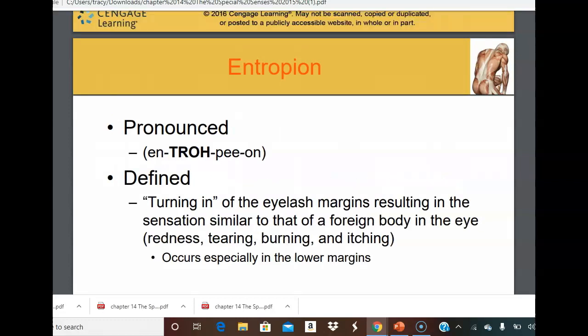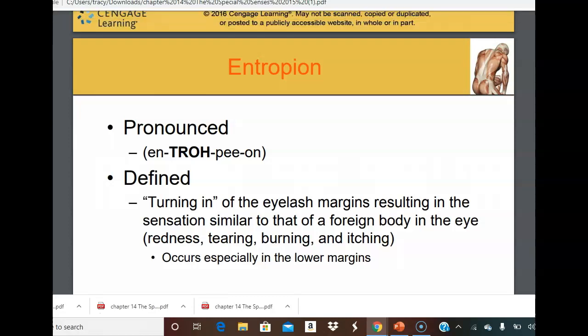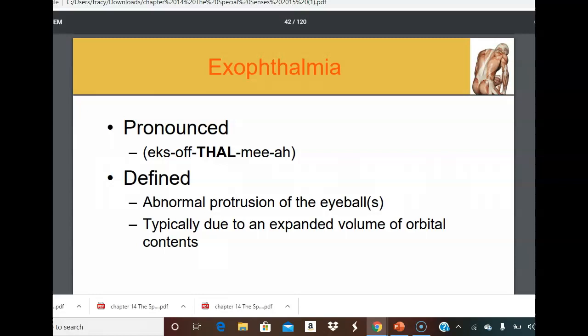and that can all lead to problems with vision. Then we have an opposite problem that can happen called entropion. That's where the eyelash margin turns inward, and it results in a similar sensation to a foreign body, because the eyelashes can then scratch the cornea. It can lead to redness, tearing, all of those symptoms. And then it can also cause problems with the cornea or the conjunctiva. And so we have an ectropion, which is a turning out, and an entropion, which is a turning in. Okay. So there are pictures later on of that.